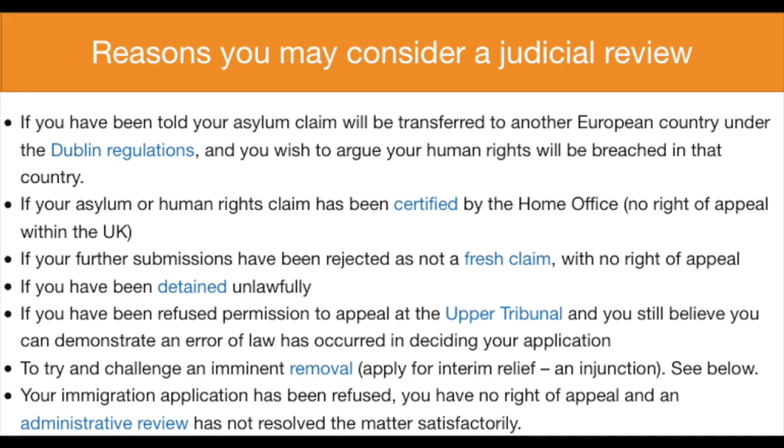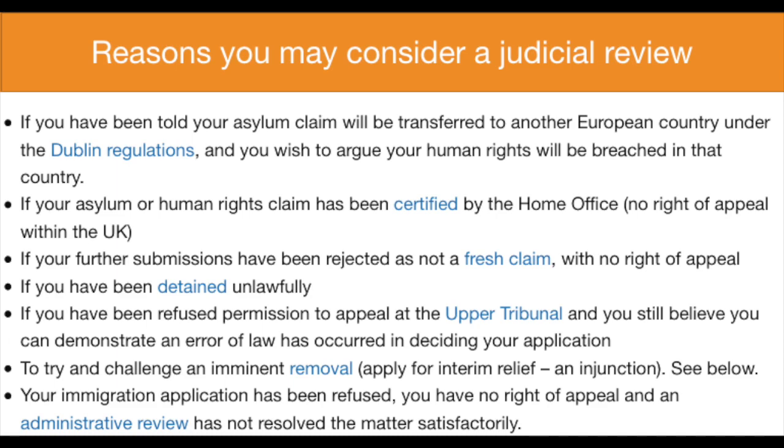Now, while most asylum and human rights claims still have the right of appeal, the Home Office can actually certify asylum or human rights claims if they think they're clearly unfounded. And if they certify your asylum or human rights claim, that means you don't have the right to appeal within the UK. So in those circumstances as well, your legal option will possibly be a judicial review.